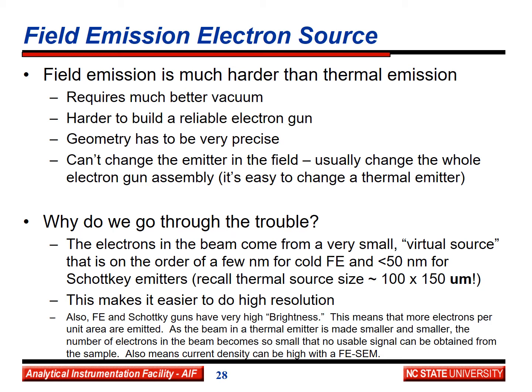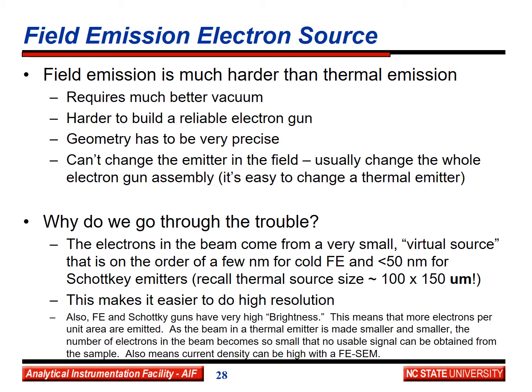The reason that we go through the trouble of doing a field emission SEM is because the electrons in the beam come from a very, very small virtual source. It's on the order of a few nanometers for a cold field emission SEM and less than 50 nanometers for Schottky emitters. And if you recall that the thermal source size is on the order of 100 by 150 microns instead of nanometer scale, then you realize very quickly that we're looking at multiple orders of magnitude in size difference for different sources. And this means it's much easier to do high resolution because we already have a very small spot.